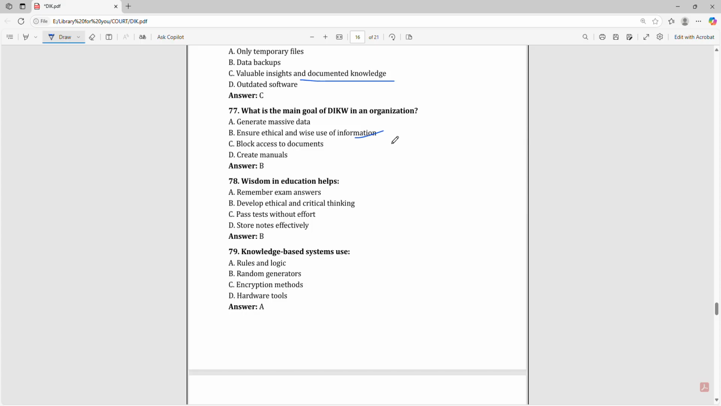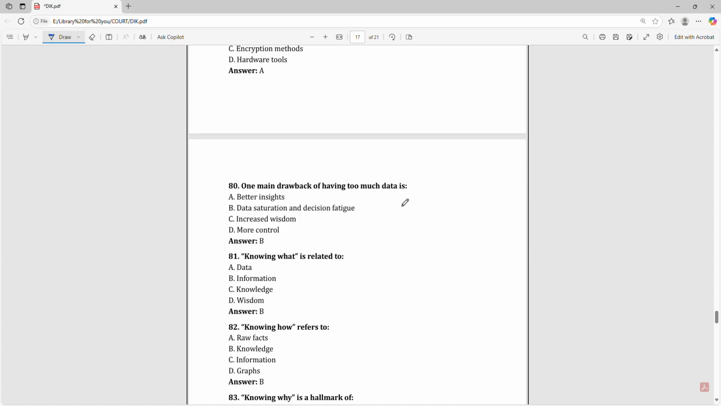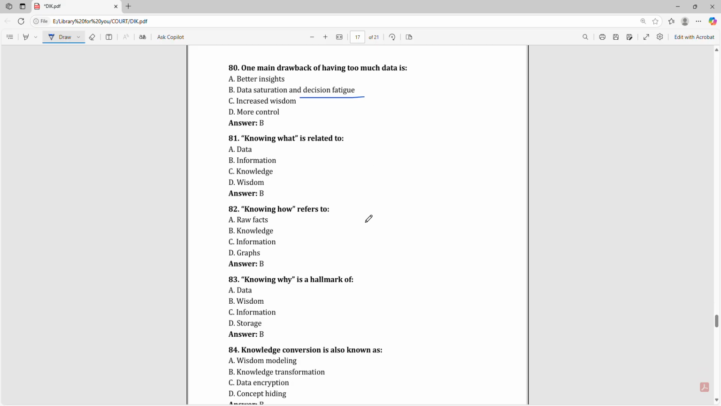Wisdom in education helps develop ethical and critical thinking. Knowledge-based systems use rules and logic. One main drawback of having too much data is data saturation and decision fatigue. Know-what is related to information. Know-how refers to knowing how, which is knowledge.